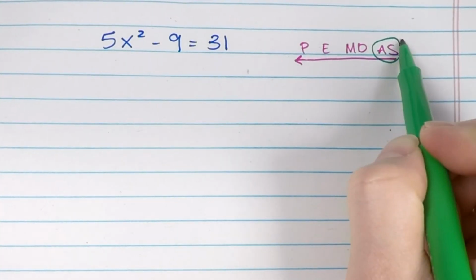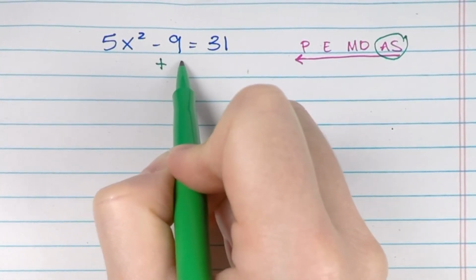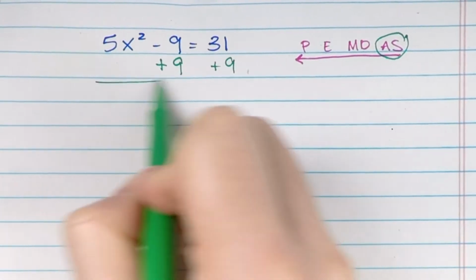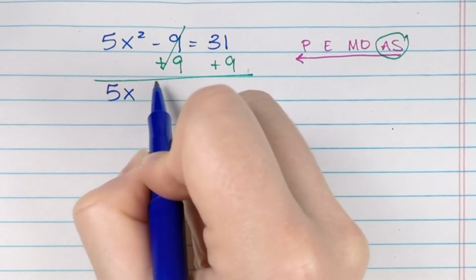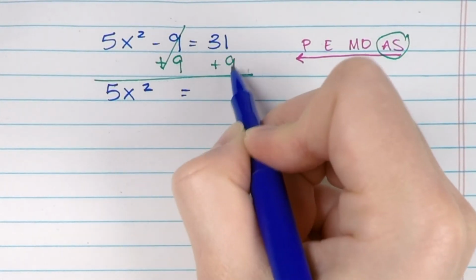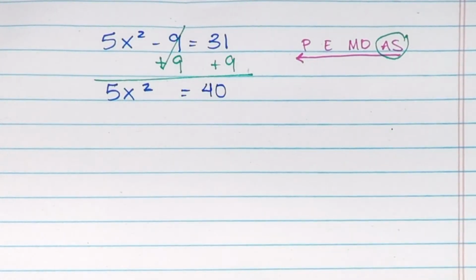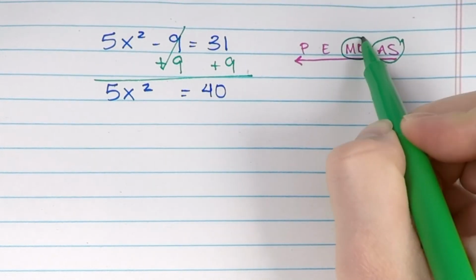Alright, so if I undo the adding and subtracting first, I'm going to get rid of this subtraction of 9 by adding 9 to both sides. That way these add up to 0. And if I bring down what's left over, that gives me 5x squared, and then on this side, 31 plus 9 gives me 40. Now my next step is to undo any multiplication or division.